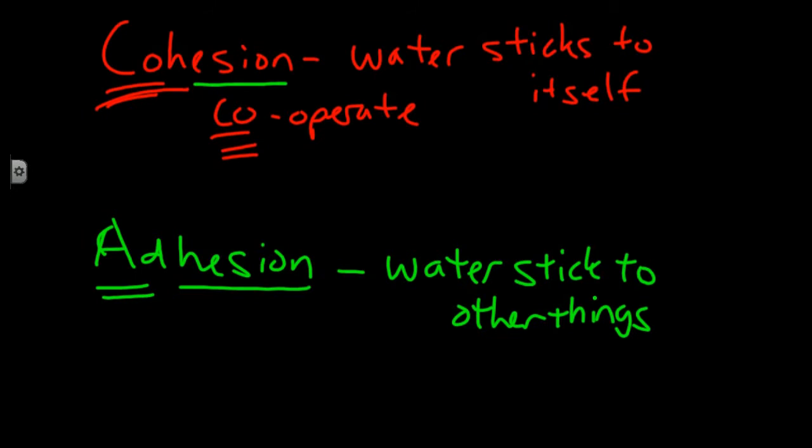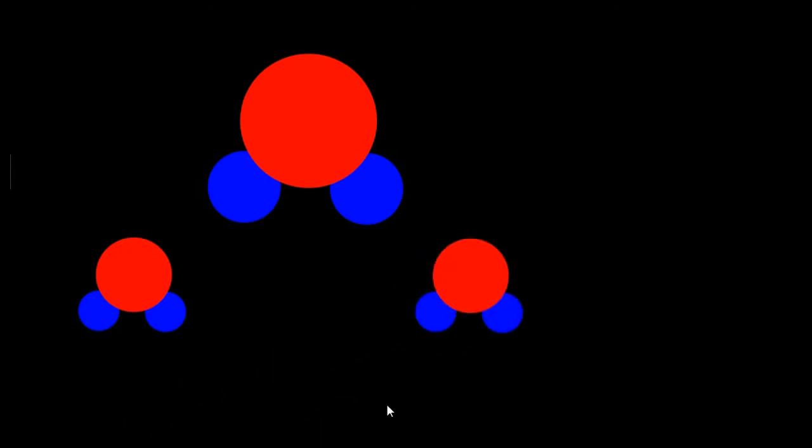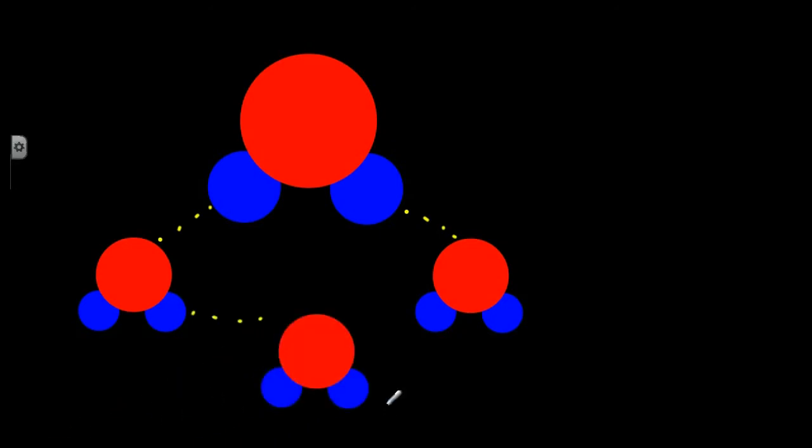Now, this happens because, I'm going to clear the screen here, show you again this water molecule. And if we have other water molecules, water can stick to itself, and you should be remembering what it's called. This process, this kind of bonding that happens between different water molecules, between the positive and negative sides of water, that's hydrogen bonding, causing the cohesion of water, and that holds water together. And then there's adhesion, which is water being attracted to other things.